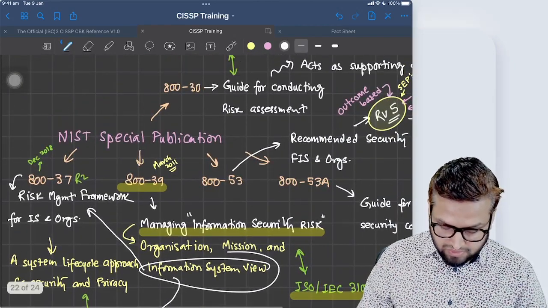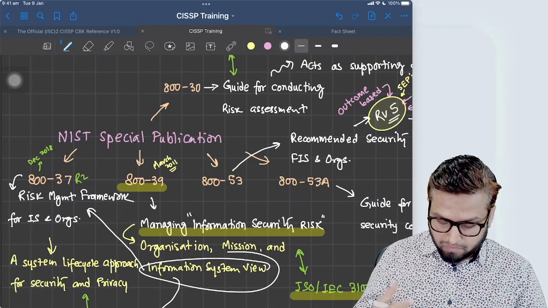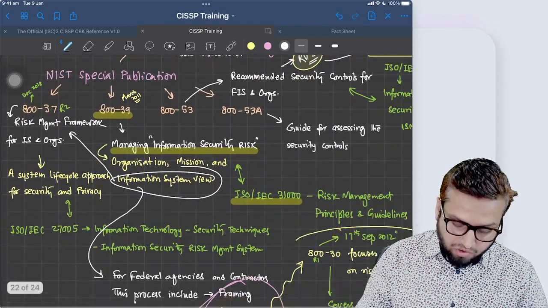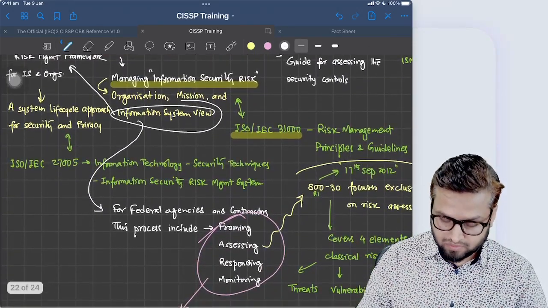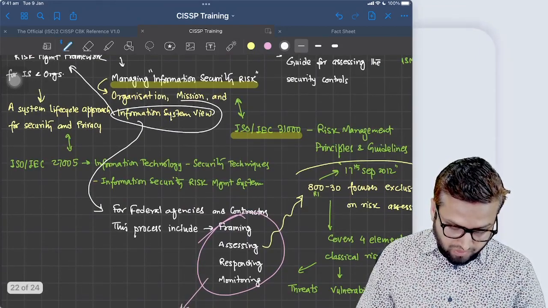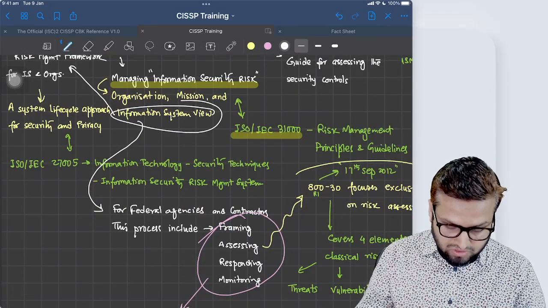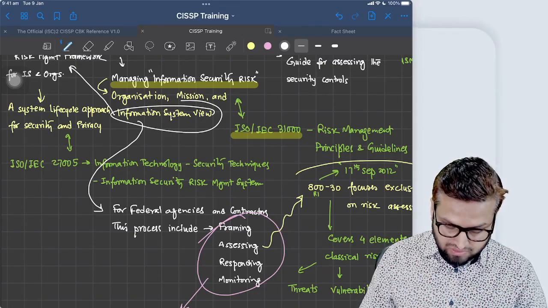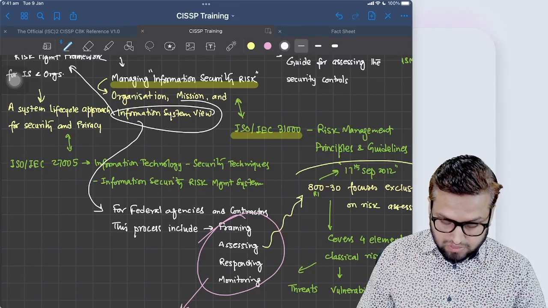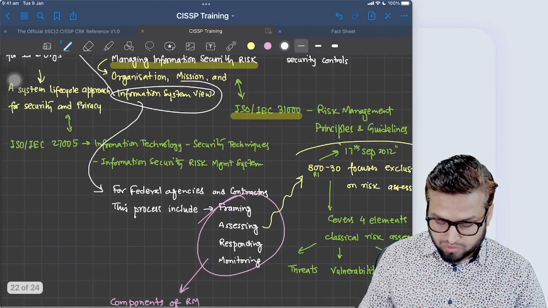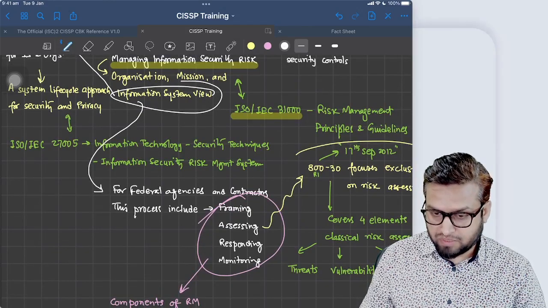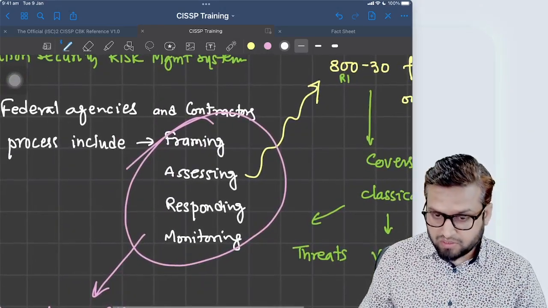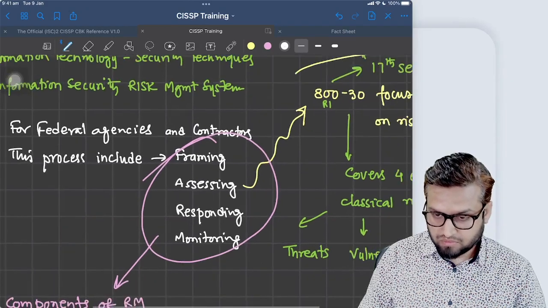Now 839 is managing the overall information security risk and how it manages or how it explains that management, right? So this information security risk management is explained for federal agencies and contractors. This process includes four distinct steps. One is framing, second step is assessing, third is responding, and fourth is monitoring, right?